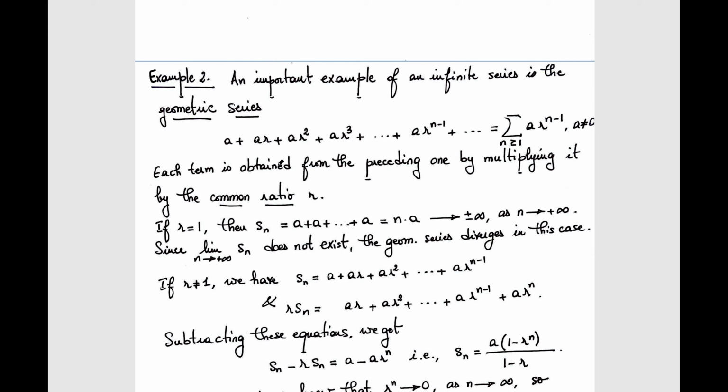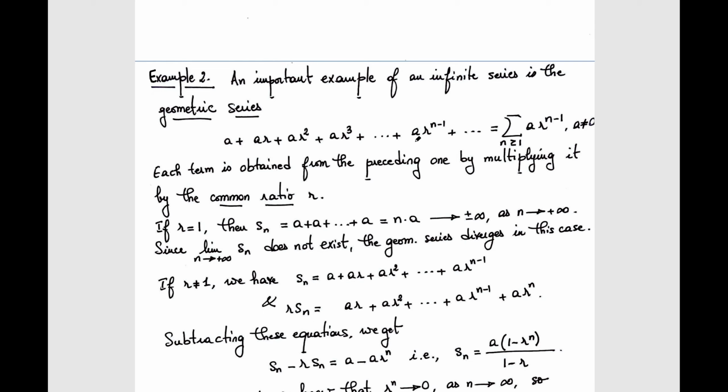What is the pattern? Each term is obtained from the preceding one by multiplying by R. And R is referred to as the common ratio, because if you divide a term by the term right before it, the quotient is always R. The second term divided by the first is R, the third term divided by the second term is R, and so on. It's called a common ratio because it's common to all of them.